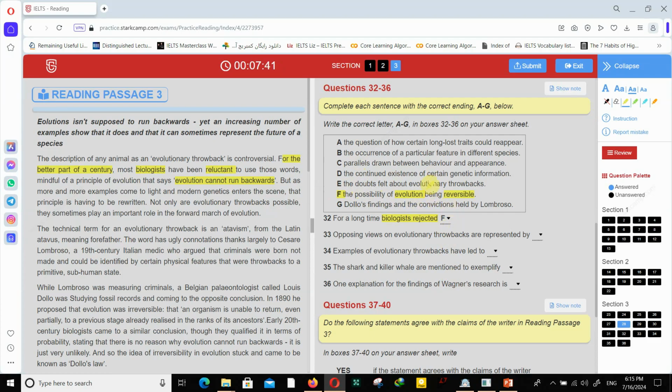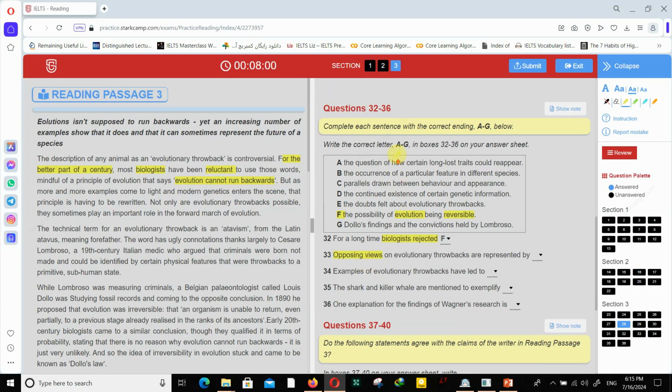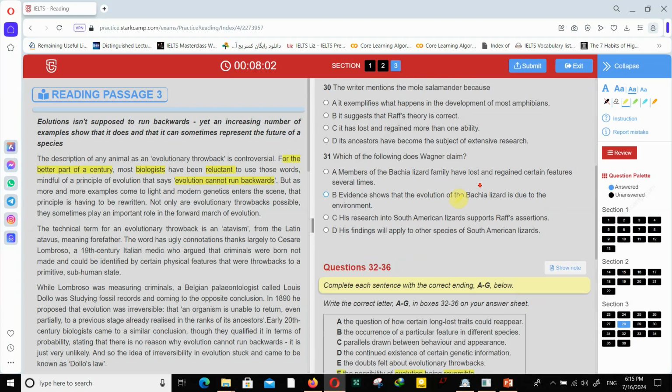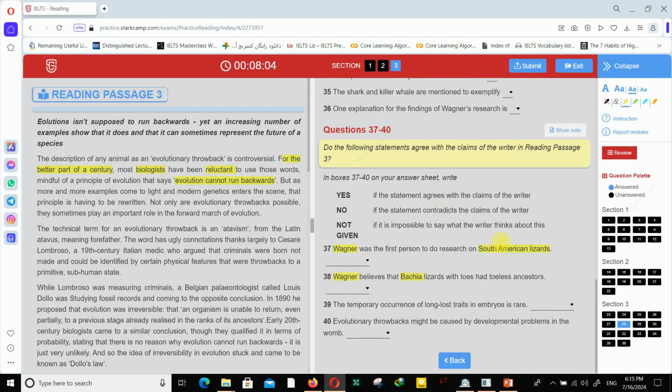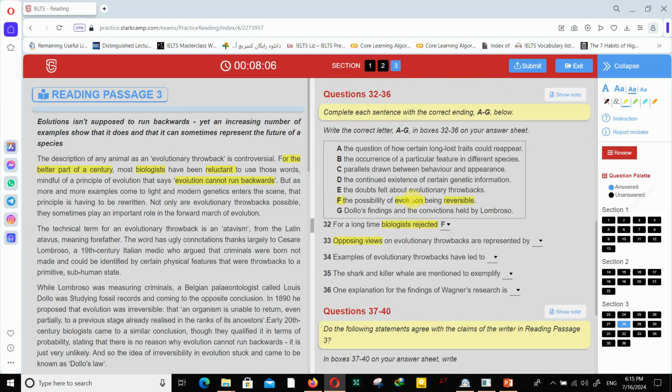Now I had to actually read the next question and highlight the keyword related to question 33. Opposing views on evolutionary throwbacks are represented by what? Now, when I'm going back to the passage, I had to take care of opposing views, Luis Dollo, Wagner, South American lizard Bachia. Just these vocabularies.